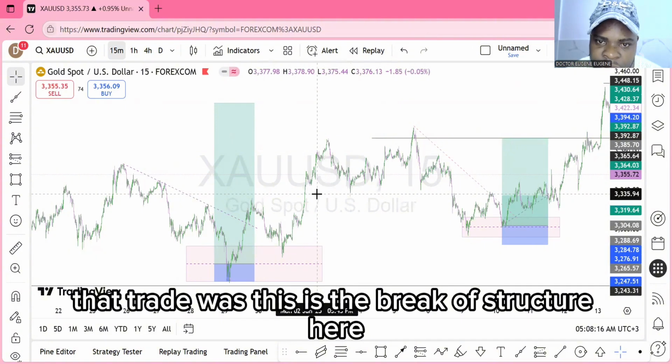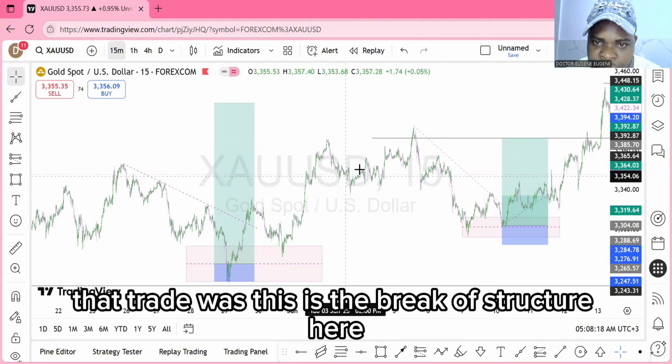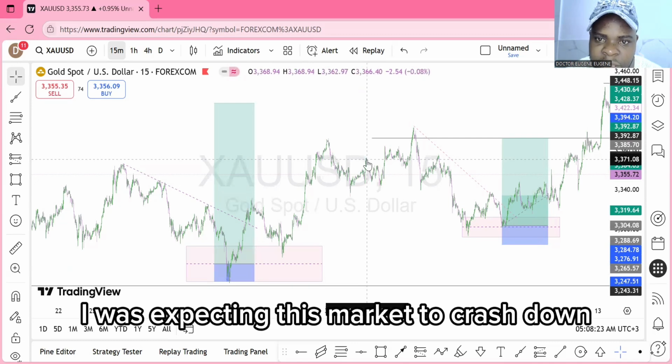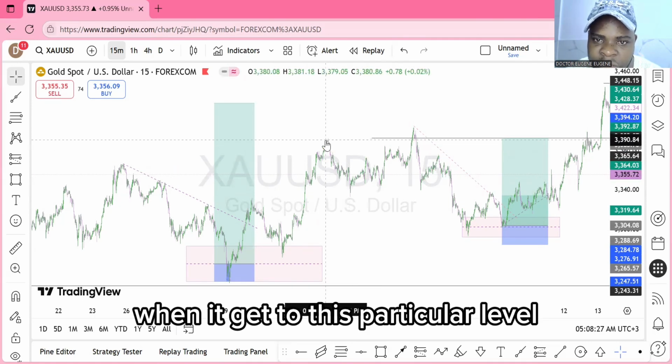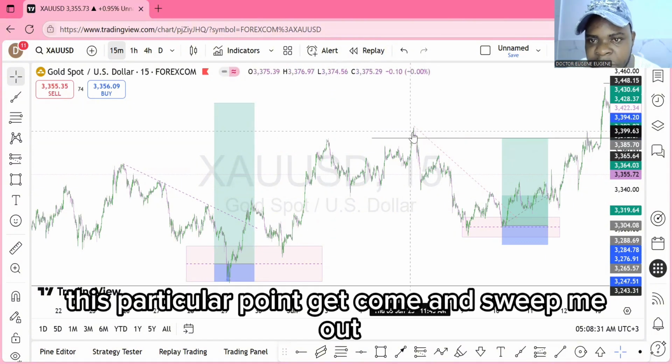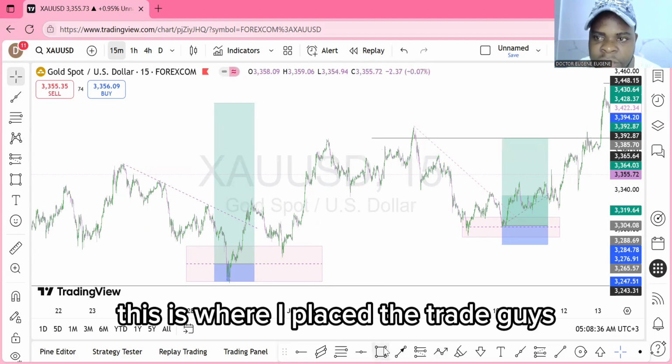That trade was, this is the break of structure here. This is inducement. I saw this inducement. I was expecting this market to crash down when it got to this particular level. And unfortunately, this particular point came and swept me out. This is where I placed the trade, guys.